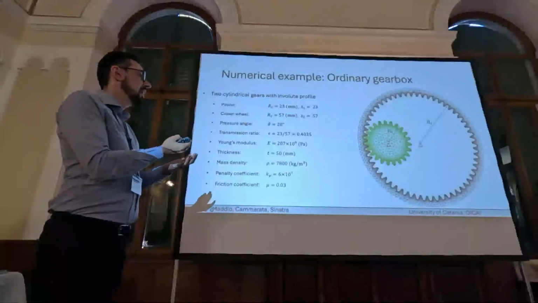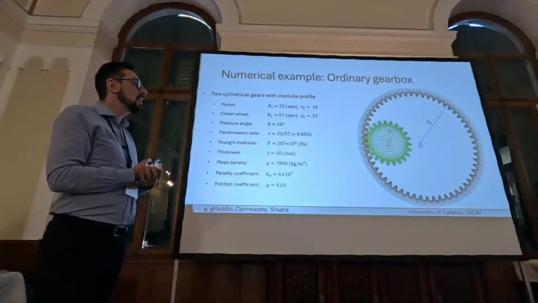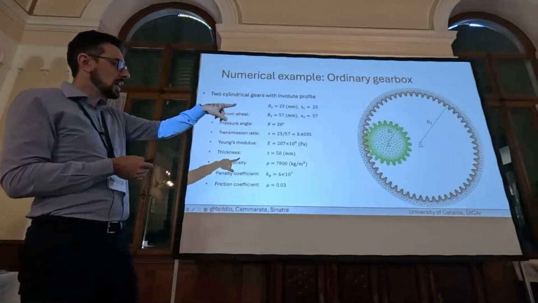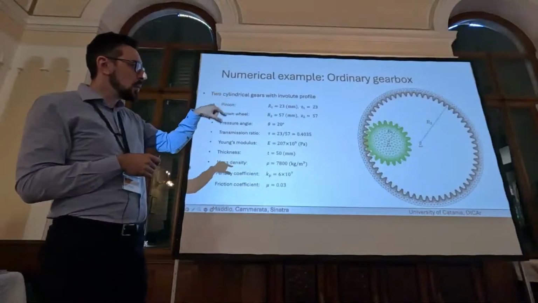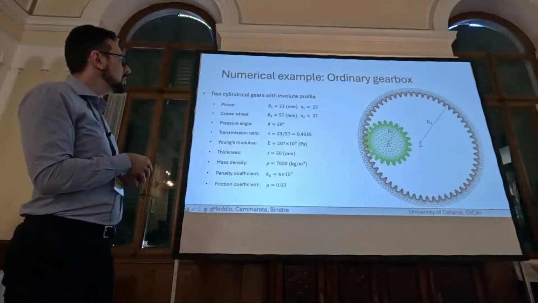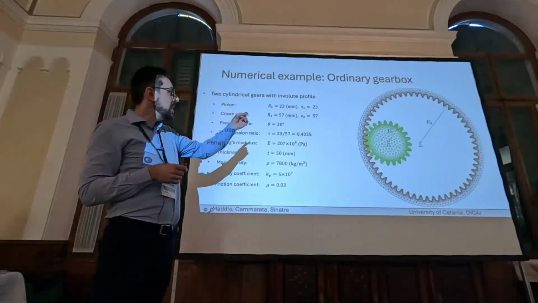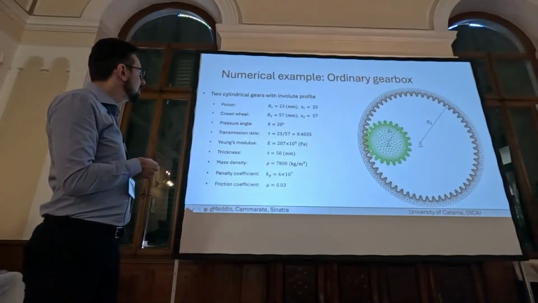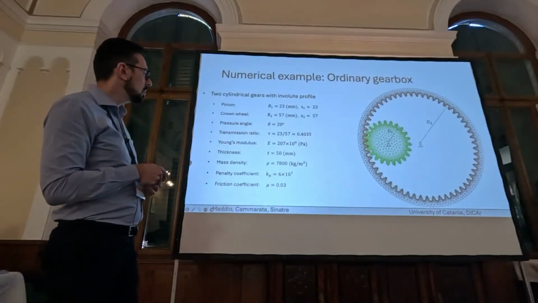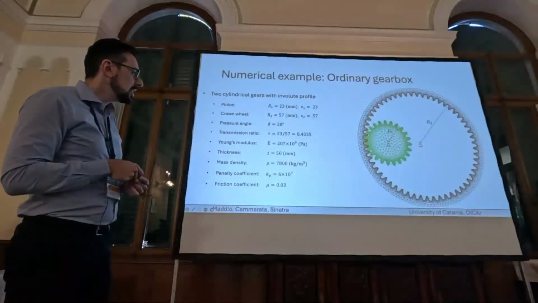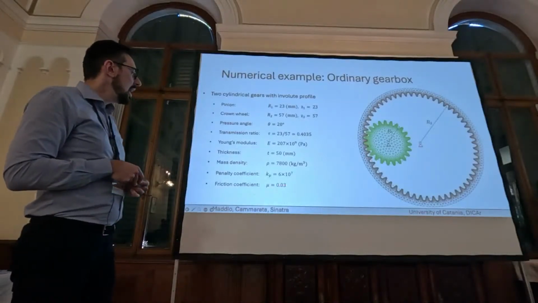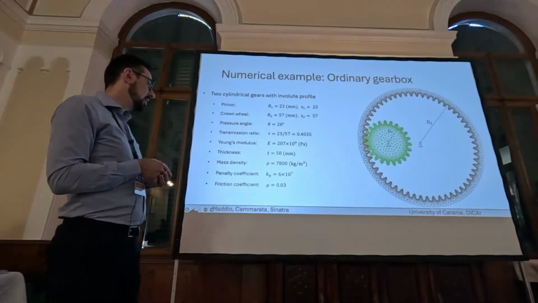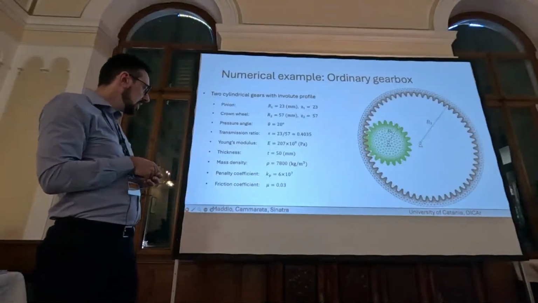We study the mechanism, so we tested our contact formulation in an ordinary gearbox. So we have a green body that is the pinion and the crown wheel characterized by geometric properties R1, R2 with the teeth that gives us the calculation, in this case, of the transmission ratio. This is 0.44, the pressure angle, the thickness of the two bodies, the mass density, and here the penalty coefficient that is proportional, as I mentioned at the beginning, to the equivalent elastic modulus.